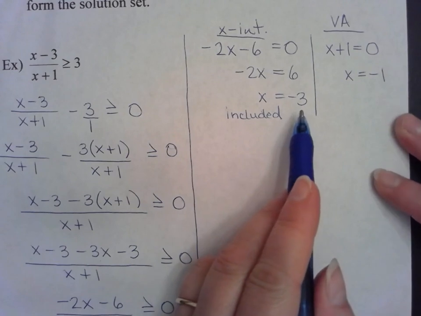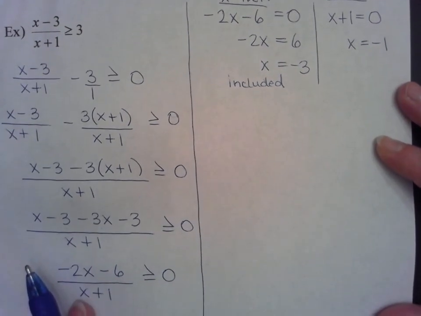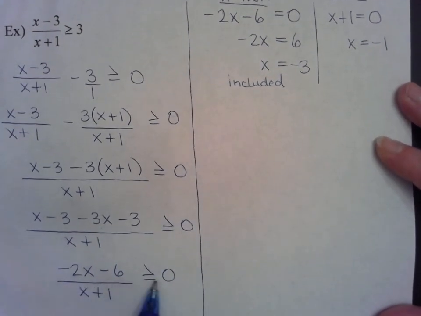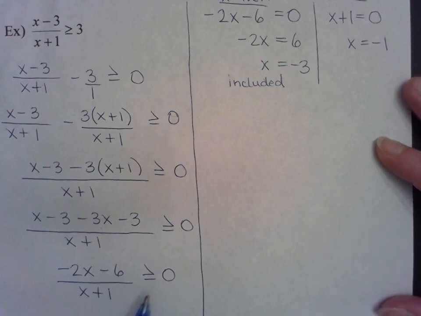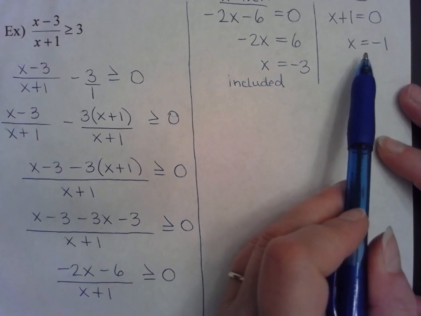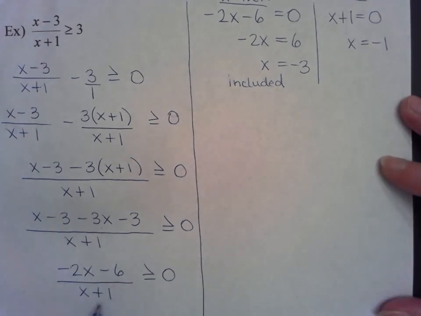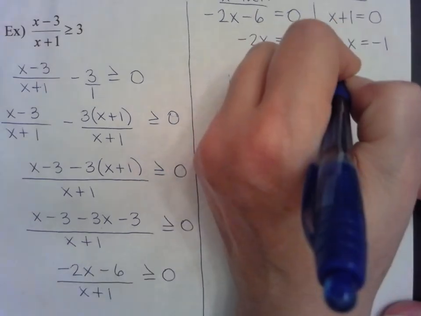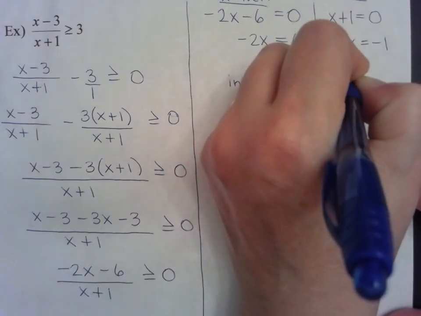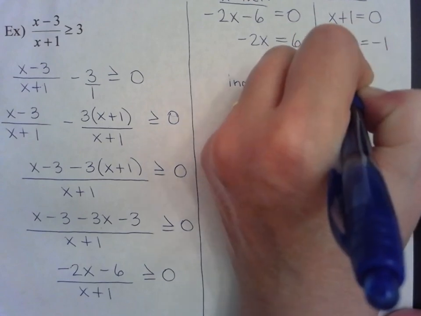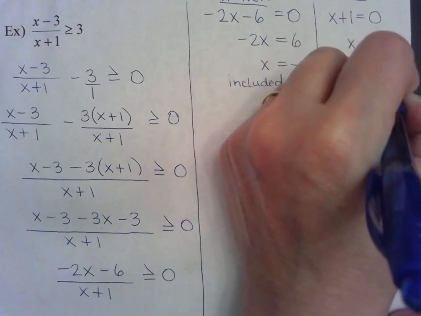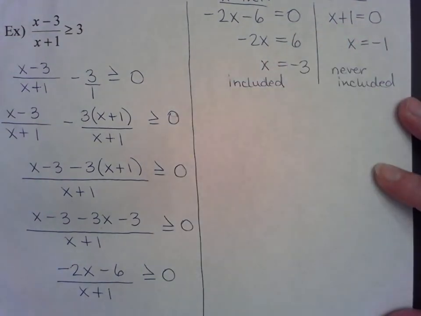The negative 3, that's what's going to make this whole fraction down here equal to 0. And I want to include that because I have greater than or equal to. However, the negative 1 is going to be the vertical asymptote. This is where this fraction is undefined. So this is never included. The vertical asymptote is never included in general, and it's not included in this problem.